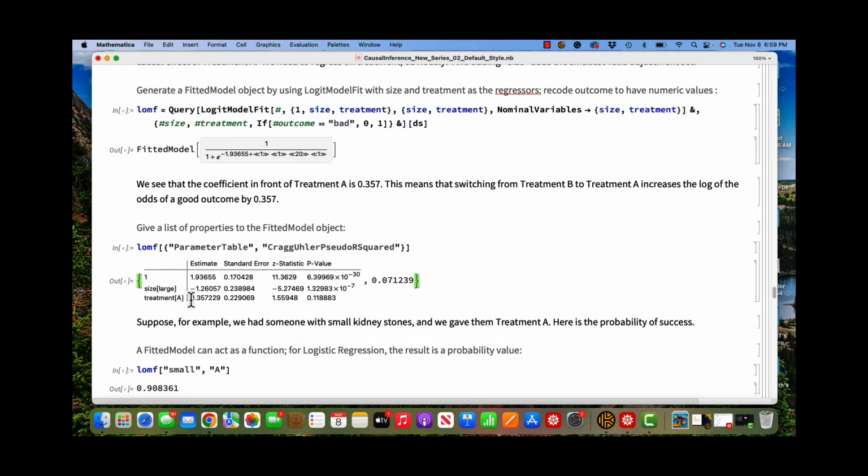What it turns out is that this value in front of treatment A is a good estimate of the causal effect of shifting from treatment B to treatment A on the log odds of a good outcome. You might ask, well, this is a causal model, so does that mean that negative 1.26 is a good estimate of the causal effect of having a large kidney stone? That is, if you could force people's kidney stones to grow, would negative 1.26 give you the log odds change of a good outcome? And the answer is no.